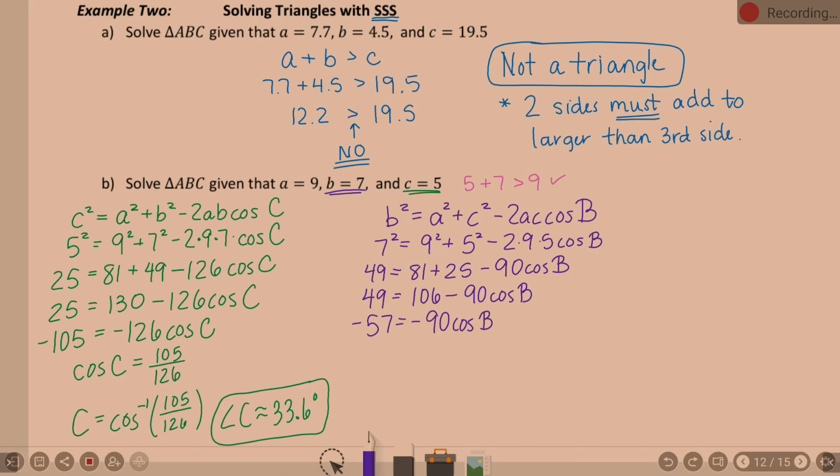Divide to get the cosine B by itself. So you're going to be doing negative 57 divided by negative 90. And again, I know a negative divided by a negative is a positive, so I just write it as 57 over 90. In order to find B, we're going to be using cosine inverse. So cosine inverse of 57 over 90 is going to find angle B. And angle B works out to be what? 50.7 degrees.